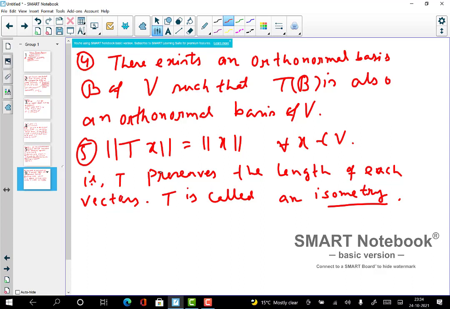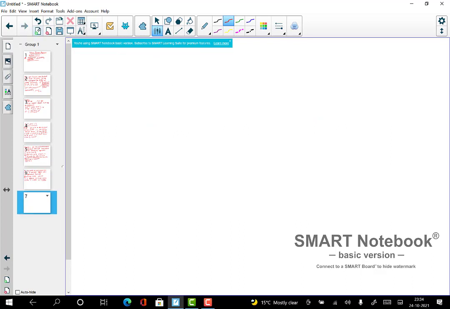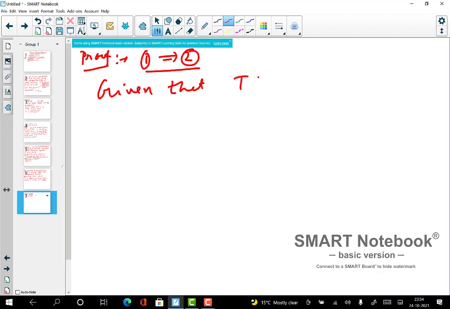Now we will prove these one by one, because these are all important properties. So proof: 1 implies 2. What is given? Given that T star T equals T T star equals the identity operator. Okay, this is given to us.